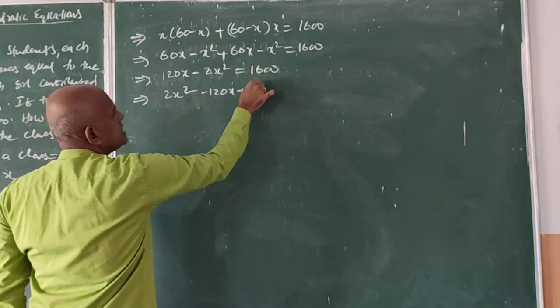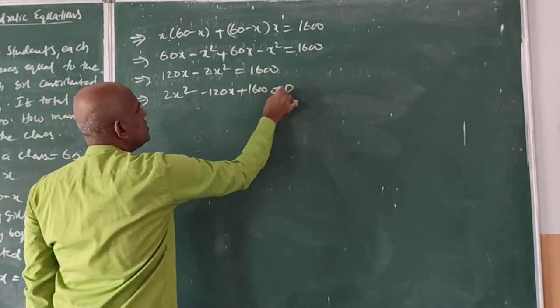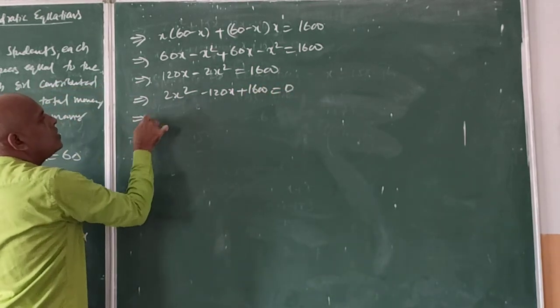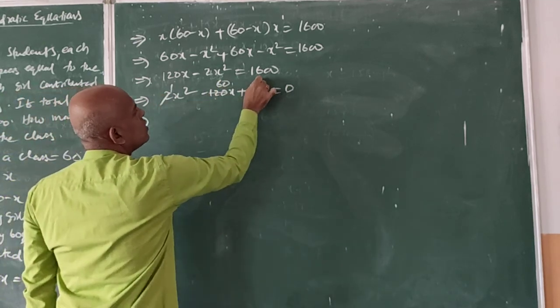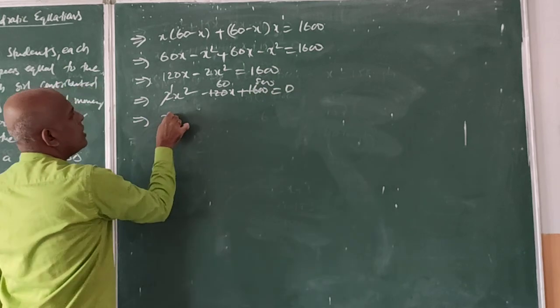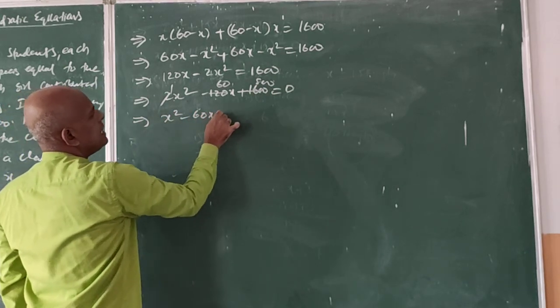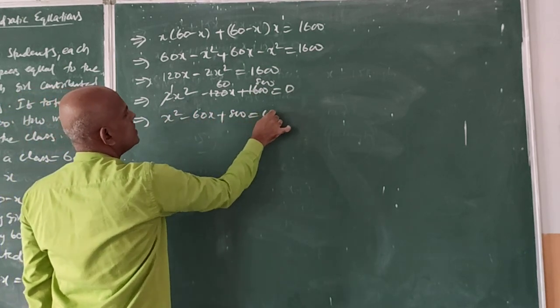Here already we have 1600 is equal to 0. We can simplify with the 2 here. 2 ones are 2, 2 60s are 120, 2 8s are 16, 00. So x square minus 60x plus 800 is equal to 0.